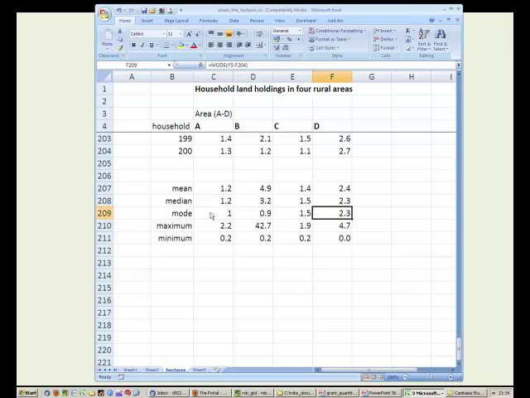Mode, however, is sort of a bit all over the place. It thinks that C is the biggest, or D is the biggest, and then C, and then A, and then B. And you might like to try and remember why mode really is not a very good statistic to use in this context. I'll pause for a second while you think about that. Why is mode not so good here?